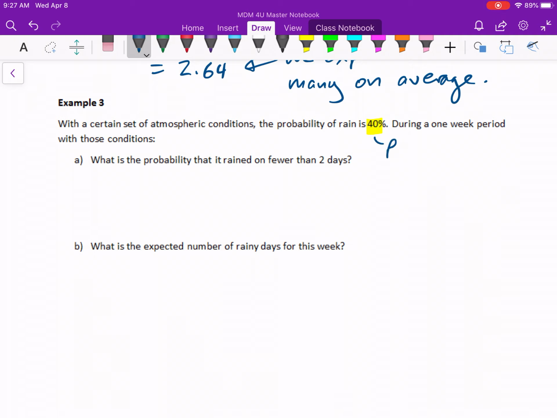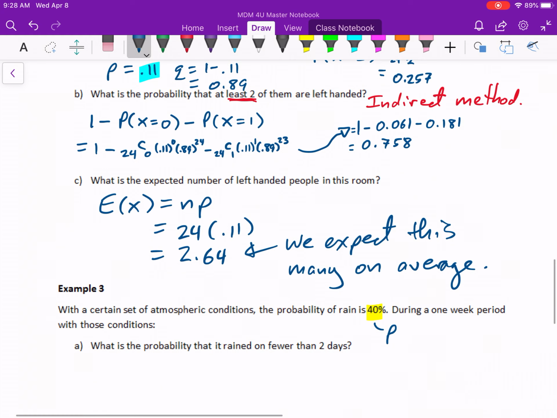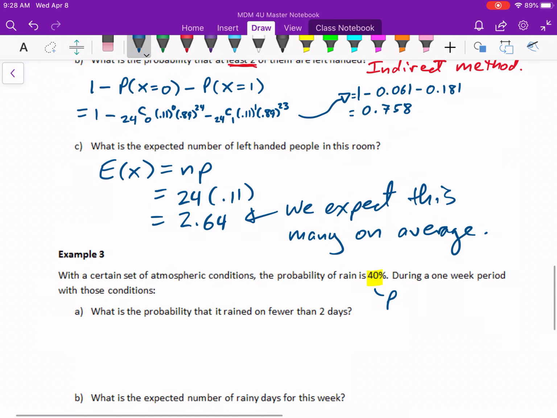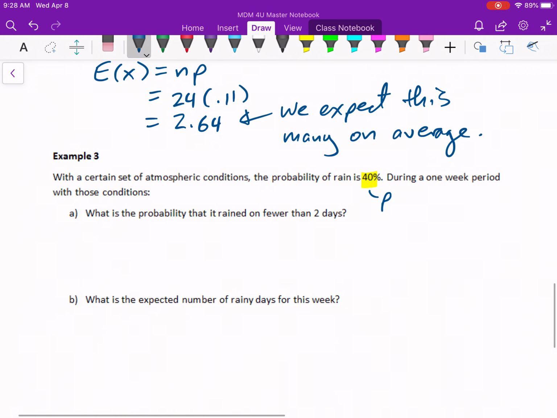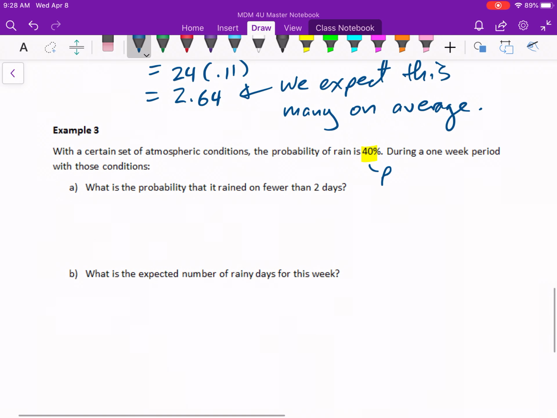During a 1-week period with those conditions, what is the probability that it rained on fewer than 2 days? So that's kind of similar to what we were asked for in part B of the last example. Except instead of finding that it was at least 2 days, we want the exact probability that it was fewer than 2 days. So we're not going to do it indirectly, but we are going to find the probability that it rained on 0 days, the probability that it rained on 1 day. And then just add them together.